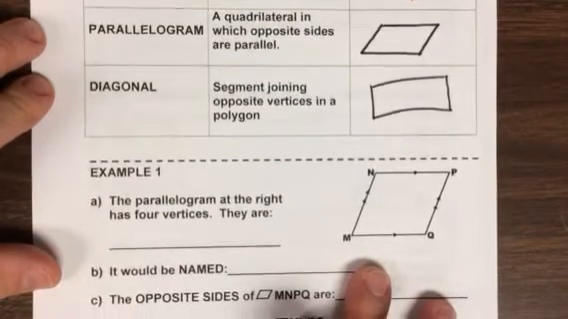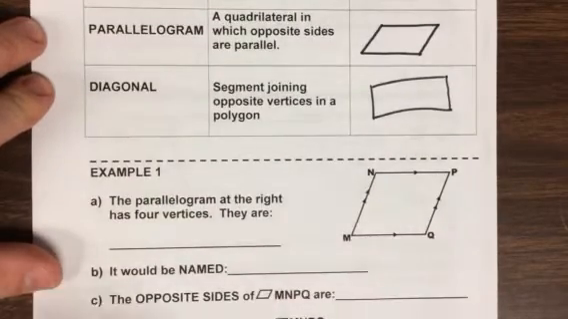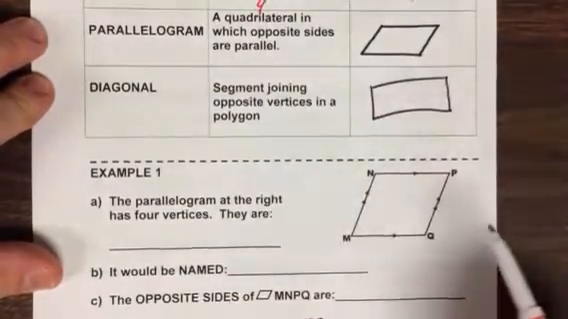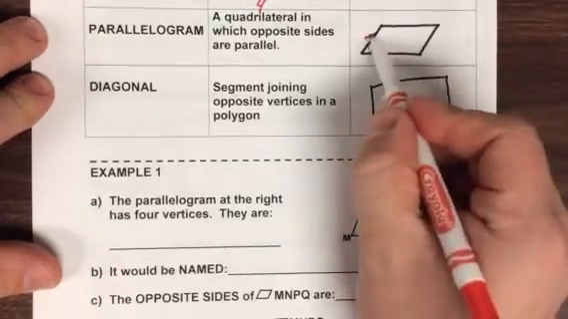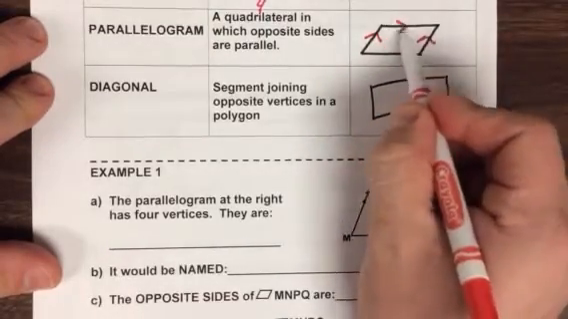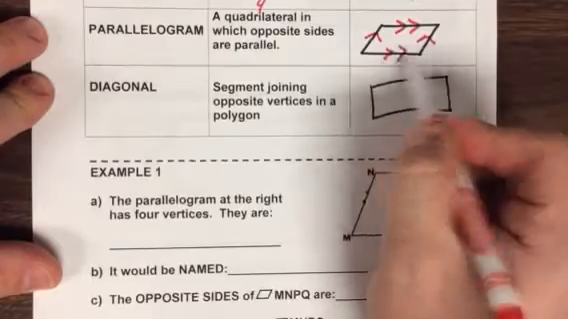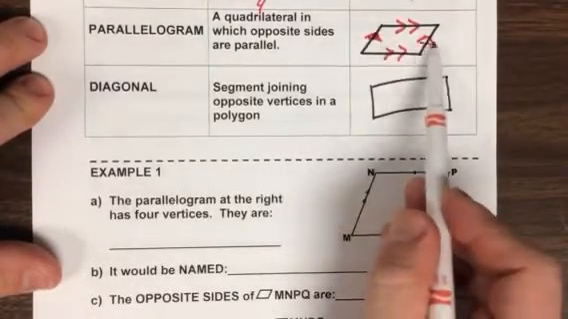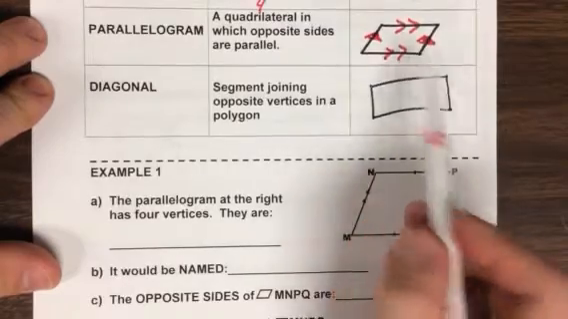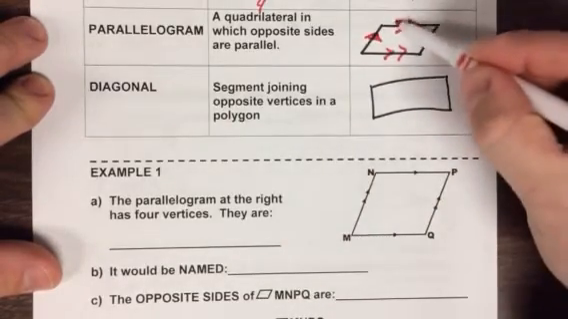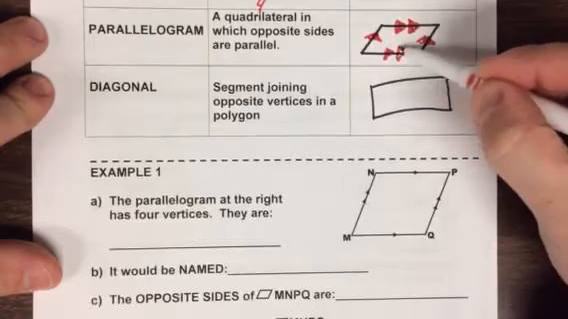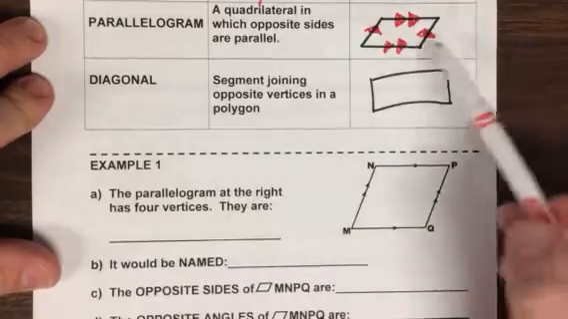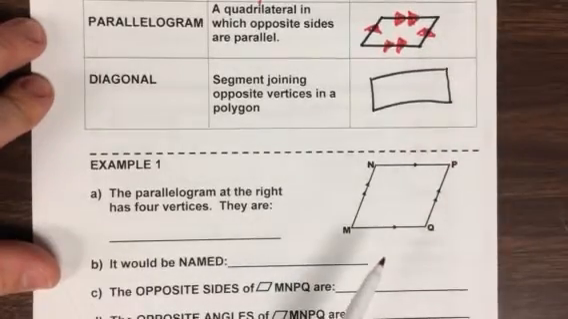So, specifically talking about parallelograms, a parallelogram is a quadrilateral, which means there will be four sides, in which opposite sides are parallel. So at this time, I'm going to go ahead and mark my opposite sides as parallel. Notice one arrow was a set of parallel sides, and then my double arrow was a separate set of parallel sides. You'll see that quite often in this unit. So make sure you remember that means parallel.